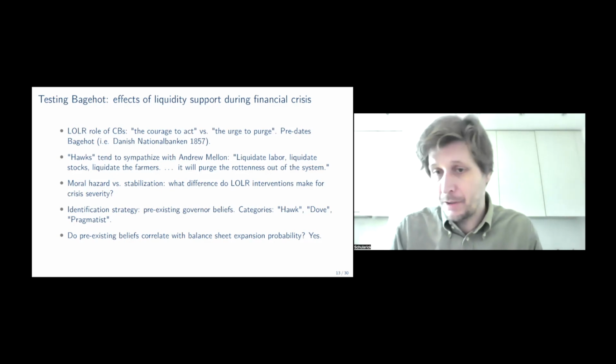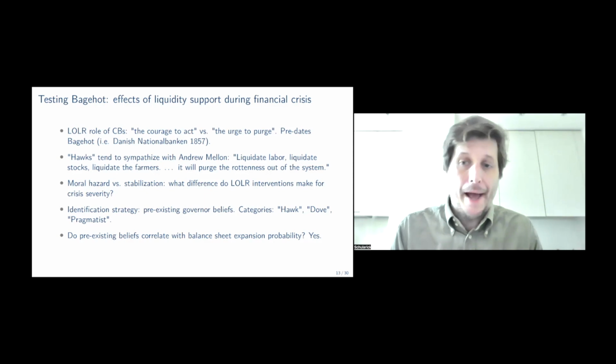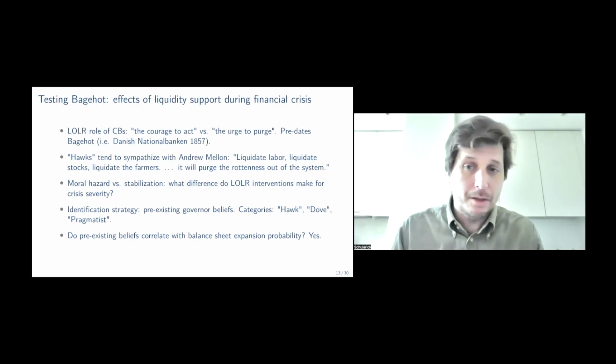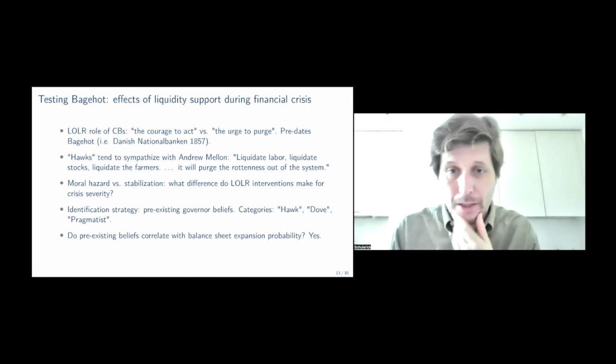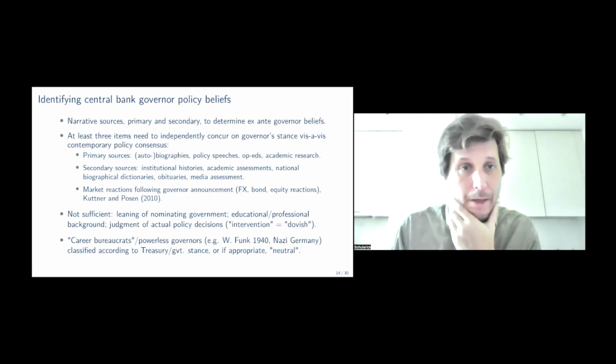Hawks are about 30 to 40% less likely to use the balance sheet tool. And then we're going to use that in the second stage to estimate the economic effects. So it's going to be the strategy. And I'm looking at time, so 3 minutes. So let me speed up a little bit.